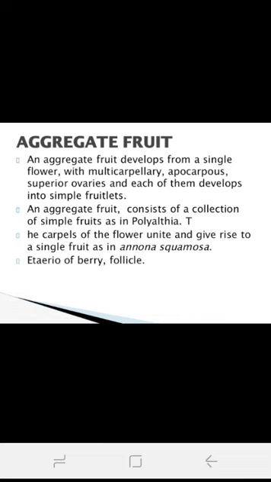Examples, Polyalthia, Annona squamosa, etc. are aggregate fruits. There are different types. If the single fruitlet is a berry, you can call it etaerio of berries. If the single fruitlets are follicles, you can call it etaerio of follicles. If the single fruitlet is an akene, you can call it etaerio of akenes. So etaerio is a common term used to describe aggregate fruit.